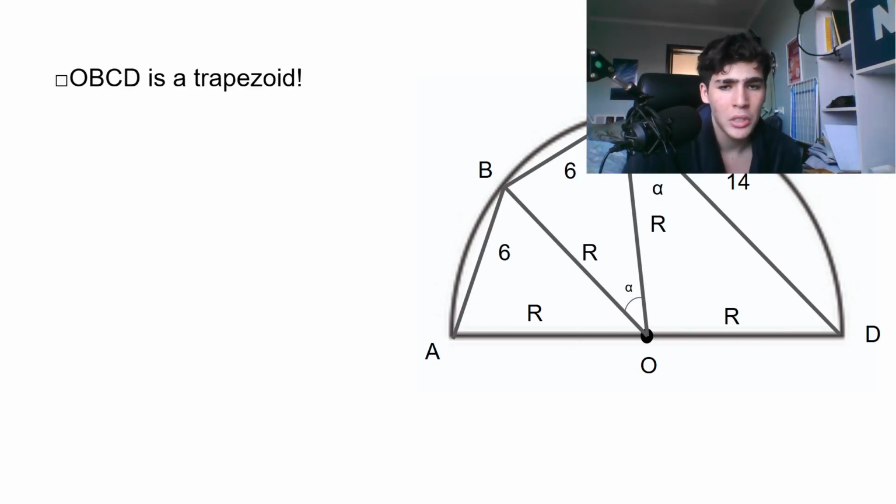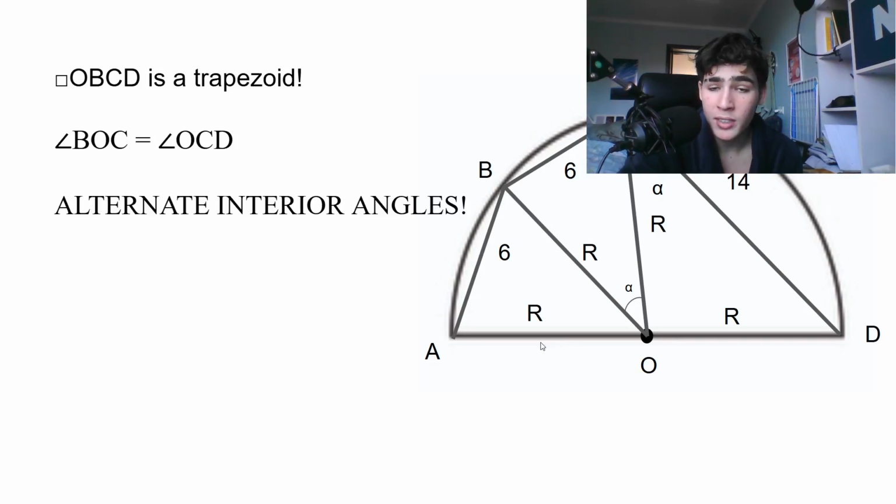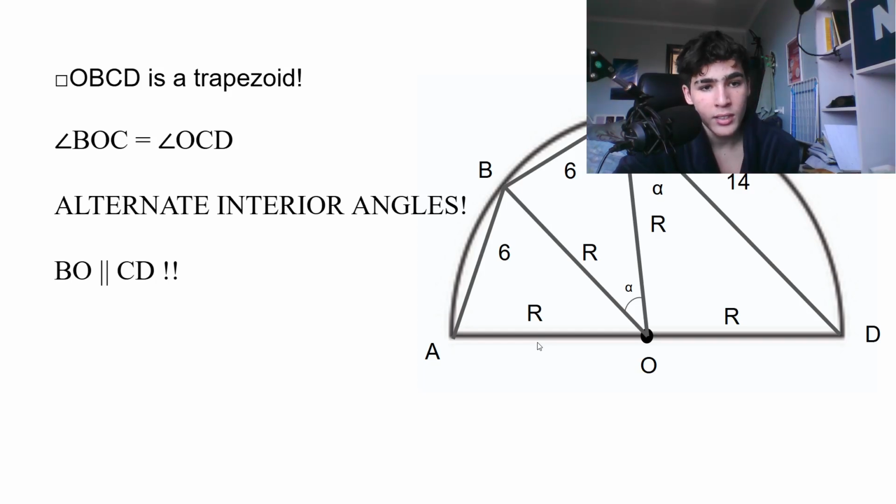By the way, the quadrilateral OBCD is a trapezoid because angle BOC is congruent to angle OCD, which makes them alternate interior angles. This means that BO is parallel to CD, and I don't know what you can do with this, but I'm kind of curious, because while I was making this video I actually saw this. So I want some of you to solve this using the trapezoid, if it's possible. Let's get back to the video.